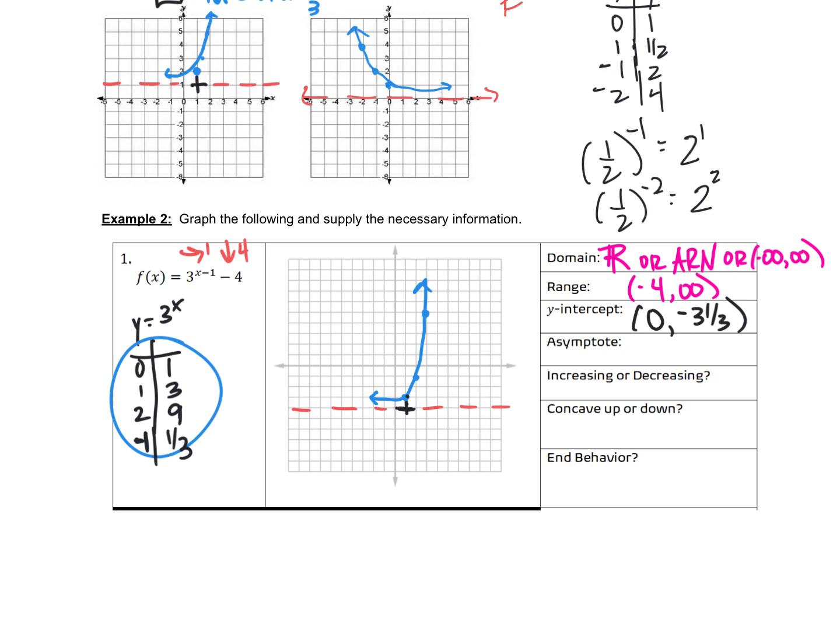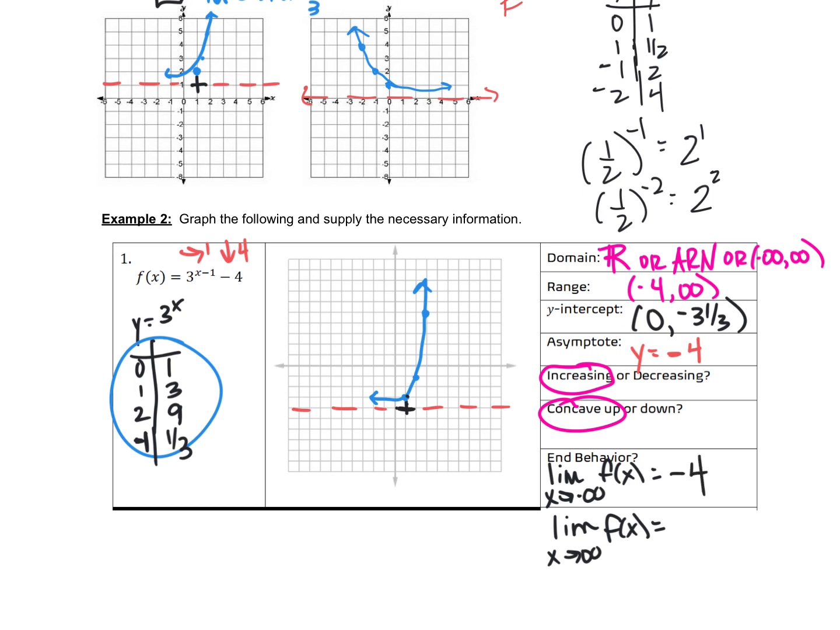Okay. Where's my asymptote? y equals negative 4. Is my function increasing or decreasing? It is increasing. Is it concave up or concave down? Up. And then let's do our 2 limits for our end behavior. Limit as x approaches negative infinity of f of x, and limit as x approaches positive infinity of f of x. On the left side of the graph, what are we getting close to? Negative 4. We're getting close to the asymptote. On the right side, we're going up forever, so positive infinity.